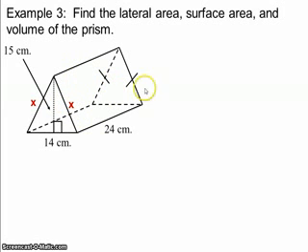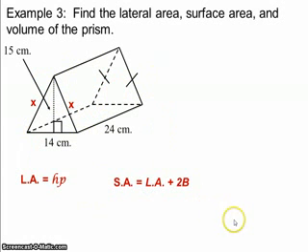The sides are in between, so for our lateral area, we need to find height times perimeter again. Surface area is the lateral area plus 2 times the base, and the volume equals area of the base times height.